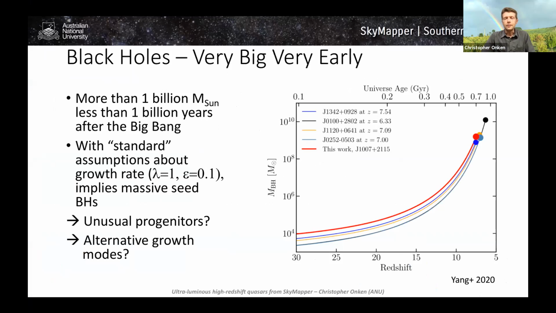So there are some incredibly massive black holes very early in the history of the universe, more than 1 billion solar masses, less than a gigayear after the Big Bang. And with standard assumptions about the growth rate for black holes, namely an Eddington ratio of 1 and a radiative efficiency of about 0.1, that implies some really massive seed black holes early in the universe. And that's led to a lot of novel theories about unusual progenitors for these black holes or alternative ways of growing them to very large masses. But of course, they didn't stop growing at redshift 6 or 7.